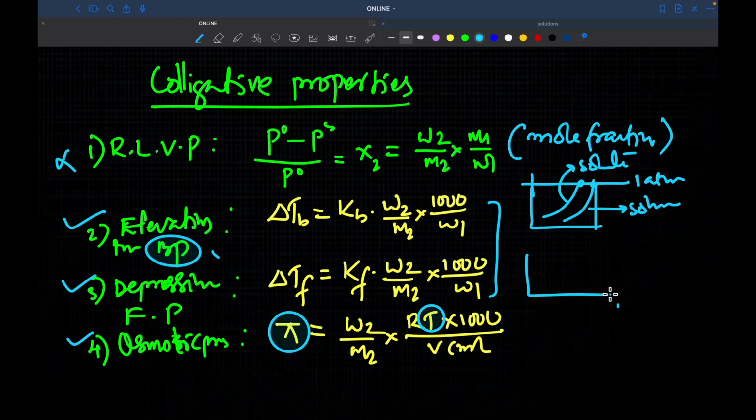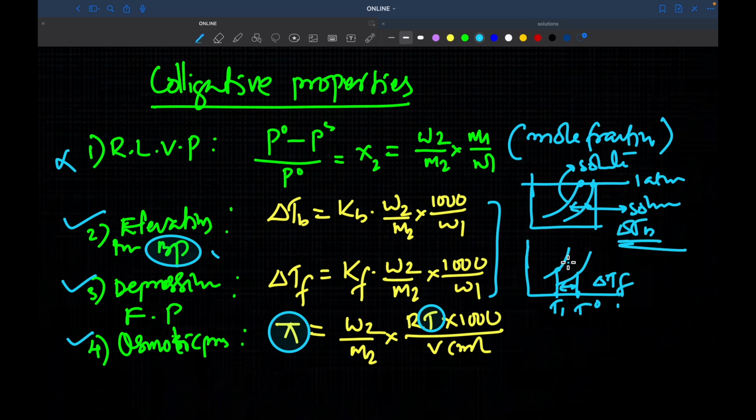What will the graph for depression look like? It comes downward. So you connect in this way. Above, somewhere, it will be. So this is low temperature, this is high temperature, high temperature is T0, so this is T1. Depression in freezing point. So this difference gives you delta TF. The difference between these two lines gives you delta TB.